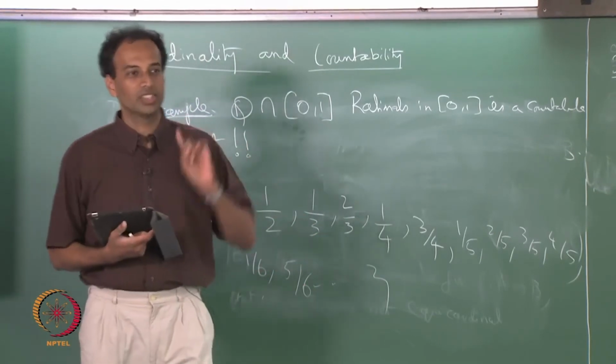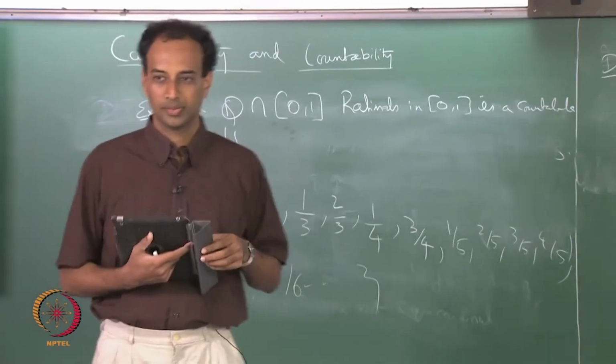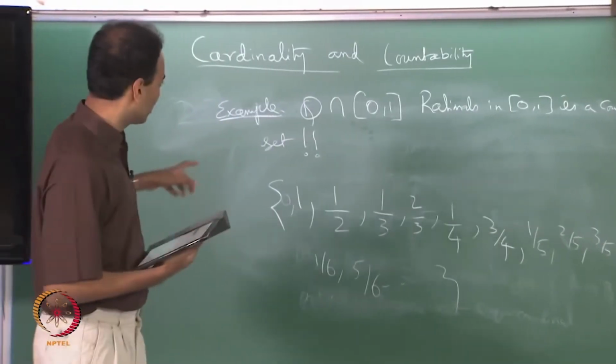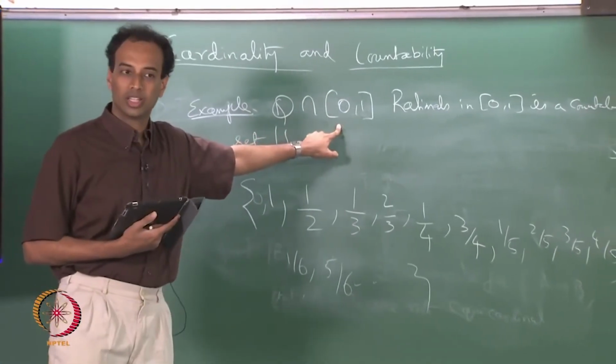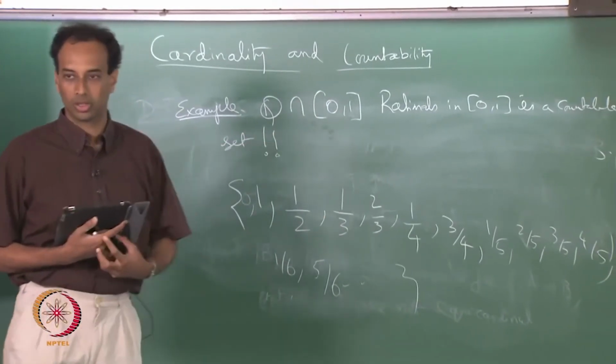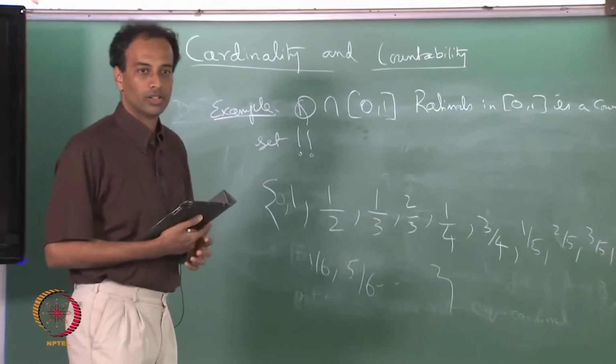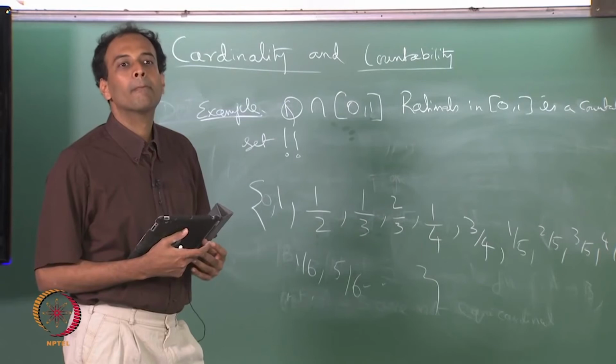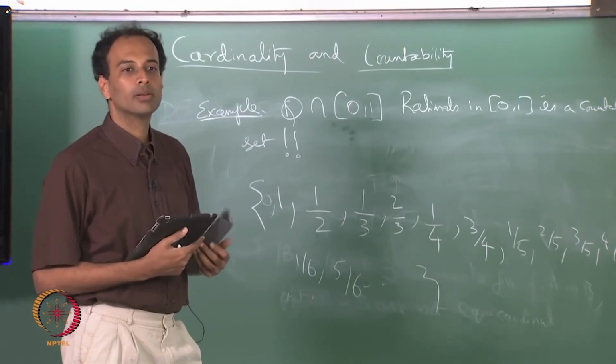So, it is in bijection with n, correct, which means the rationals in 0 1, q intersection 0 1, is equicardinal with n, therefore countably infinite. Every element is there in that set, but where n is, we haven't touched n yet, right. Every element between 0 and 1 is there in the set.